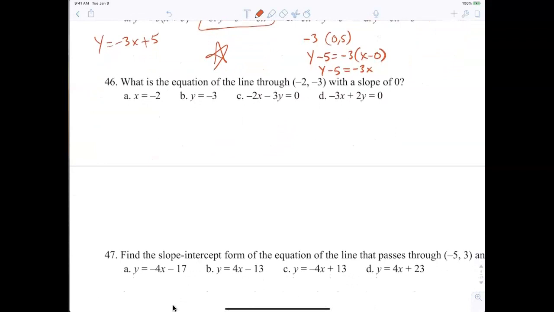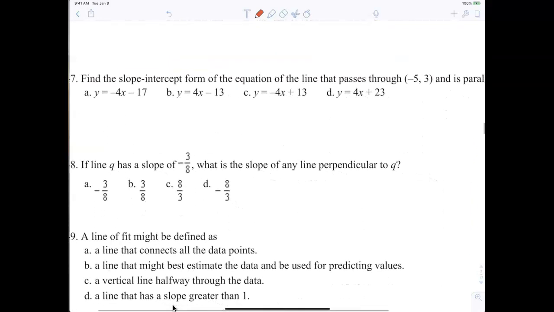All right, next. What is the equation of the line through negative 2, negative 3 with slope 0? Well, anytime the slope is 0, it's y equals. So it has to be y equals negative 3. All right, horizontal line.